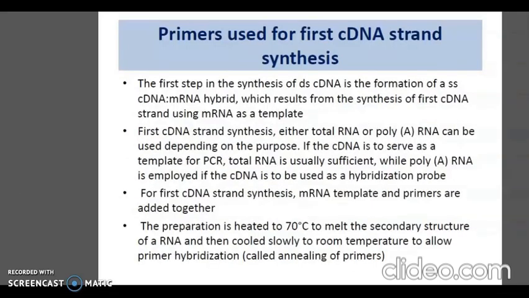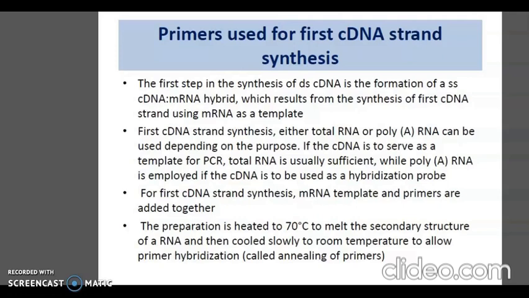The first step in the synthesis of double-stranded cDNA is the formation of a single-stranded cDNA-mRNA hybrid, which results from the synthesis of the first cDNA strand using mRNA as a template. For cDNA strand synthesis, either total RNA or poly-A RNA can be used depending on the purpose. If the cDNA is to serve as a template for PCR, total RNA is usually sufficient, while poly-A RNA is employed if the cDNA is to be used as a hybridization probe.